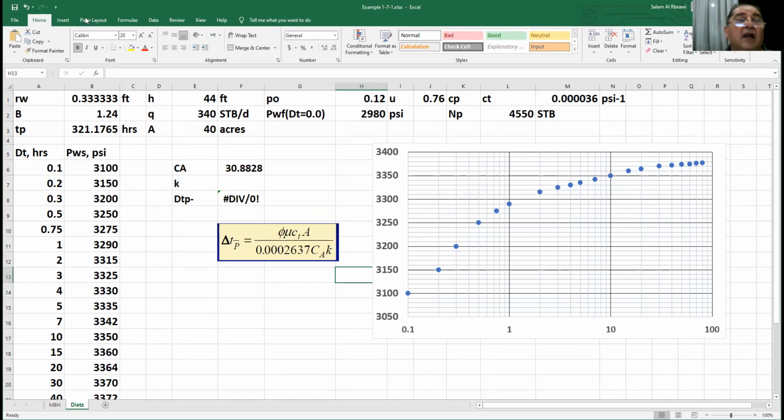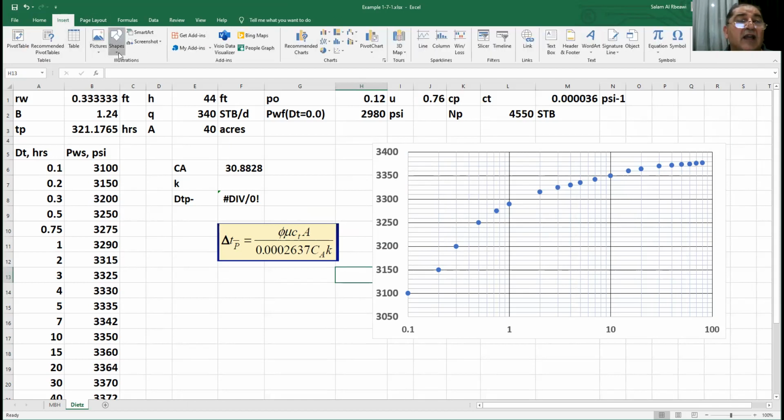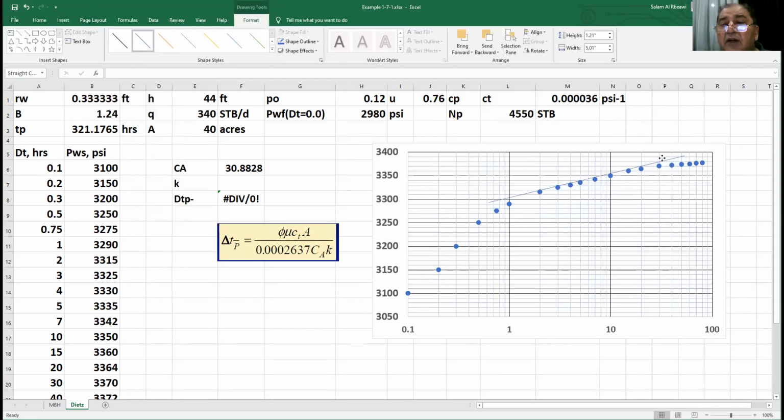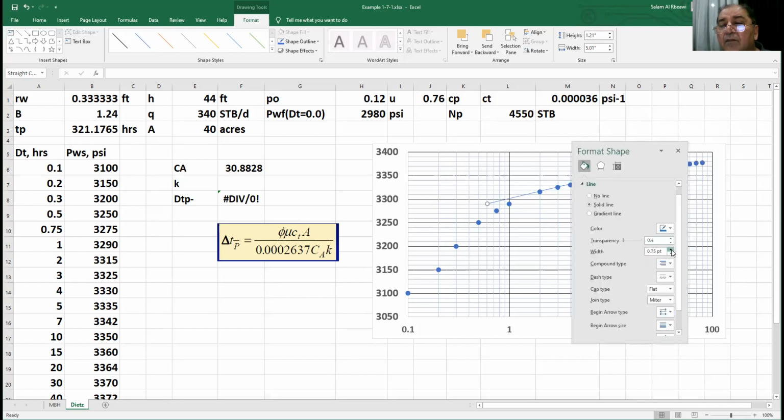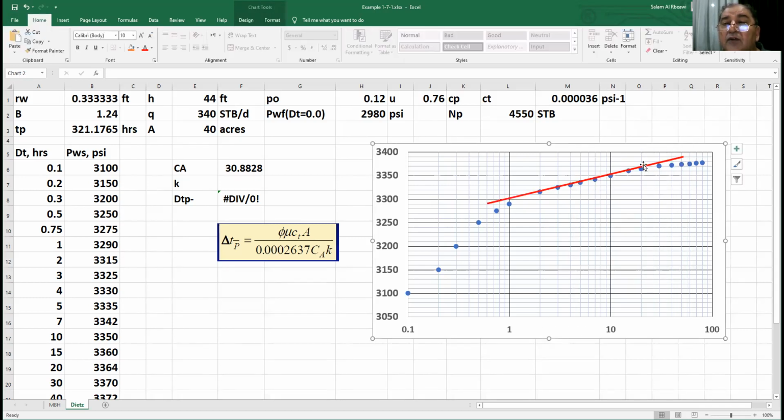So we can see. Now we are going to look for the straight line, the infinite acting line. Where is that? See, guys, somewhere here. This is our infinite acting line. I will make it bigger, red color. So this is what we have. As much as we can get more points included, I think we are good now.